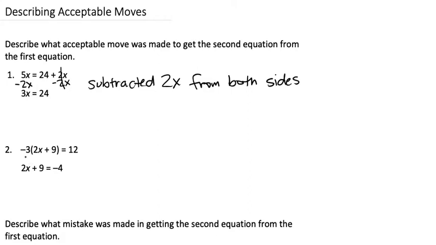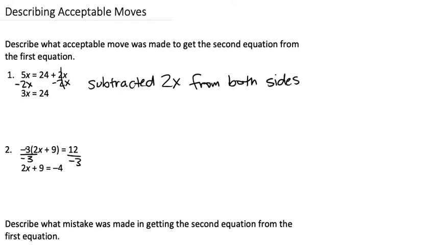Looking at number 2, we have negative 3 times 2x plus 9 equals 12, and then 2x plus 9 equals negative 4. So if you were solving this equation, one thing that you might want to do is distribute this negative 3. And that would be a fine way to go about solving it. But another thing that you could do to get rid of this negative 3 is remember that negative 3 here is multiplied by what's in the parentheses, 2x plus 9. And so to get rid of it, what I would do is I would divide both sides of the equation by negative 3. If I divide 12 by negative 3, I get negative 4.